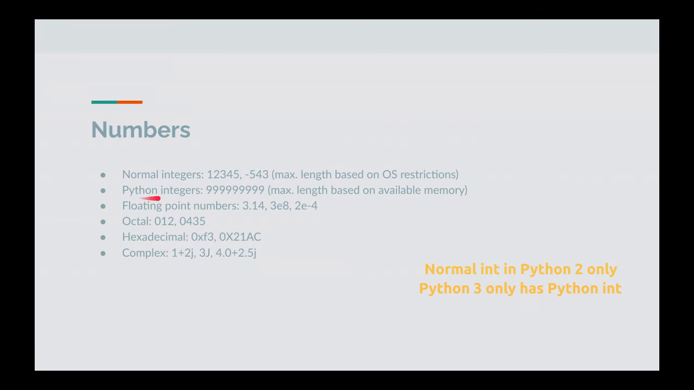Python integers, as you can see here, have a maximum length based off of the available memory. So it doesn't care what the operating system says a maximum number is. As long as you've got the space for it in your computer, Python's going to use that space. Generally speaking, you don't need to worry about how big of a number you're using. Python's just going to accommodate it for you.